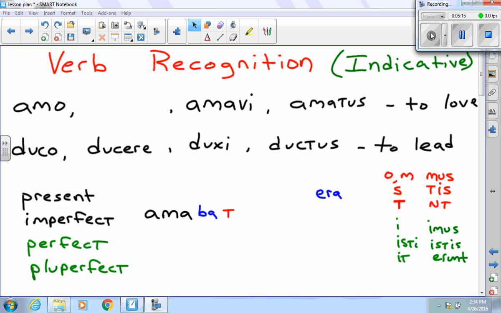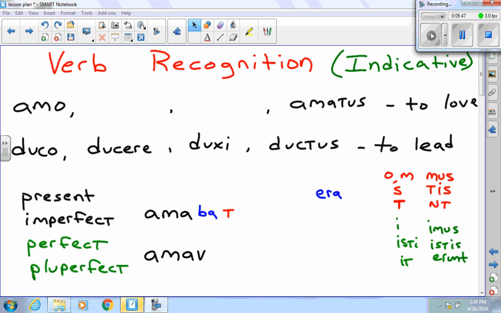Now when I'm dealing with the perfect, I want to start off with the perfect stem. If it's perfect and active, we're going to start off with amavi. I'm going to take off that I, that gives me the start of my stem. And then for the perfect, I'm going to add these green ones. So I could add the IT over here from the green. It's IT, IMUS, ISTIS, and ERUNT, which is unique to the perfect tense. Does it have a marker? No, it does have a clue. That V would be a clue.